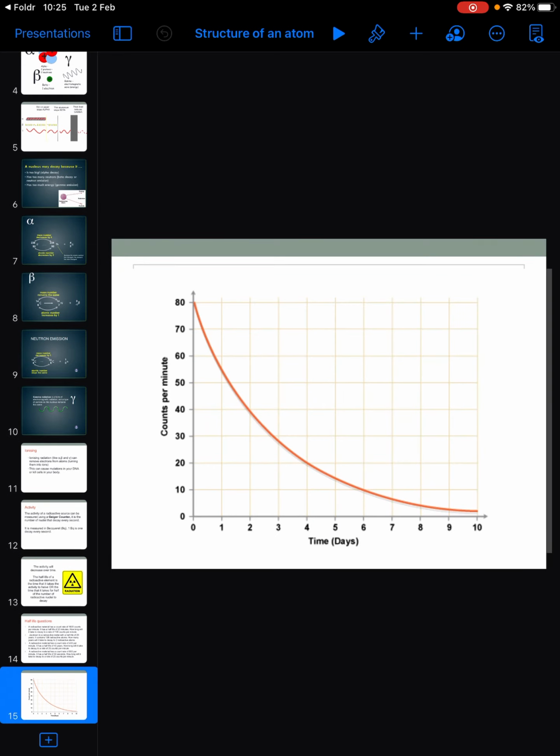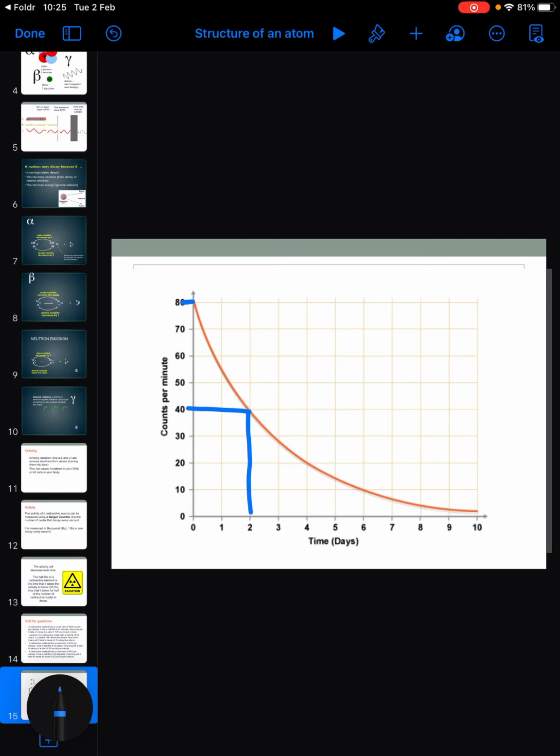So here we have a graph, counts per minute on the left-hand side and time in days on the x-axis. Now, to find the half-life from the graph, you basically want to look at what the activity was to begin with. So here, 80 counts per minute. Then find half of it. So 40 counts per minute is half of 80.